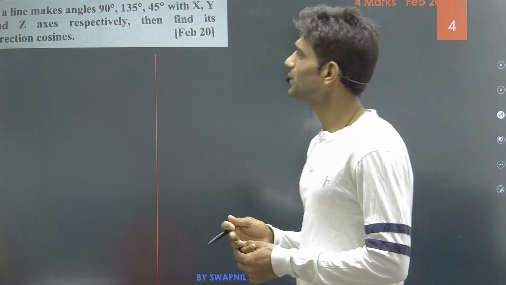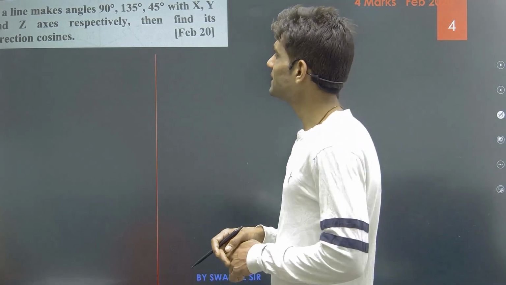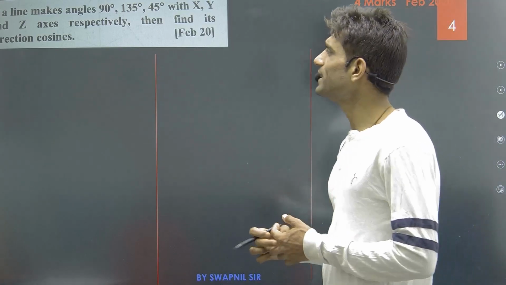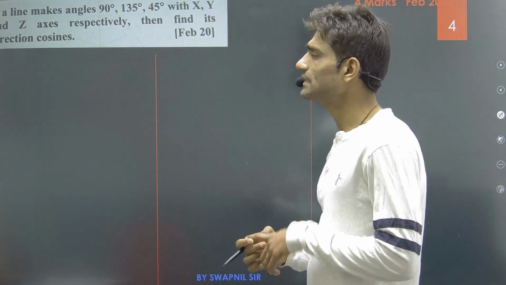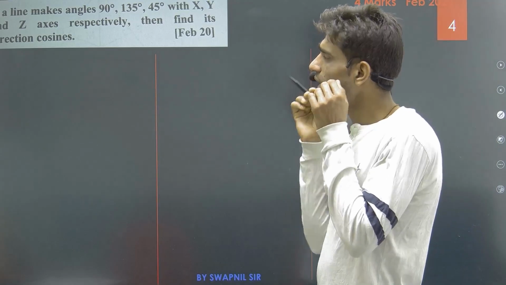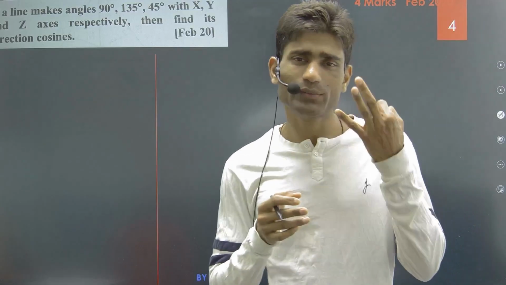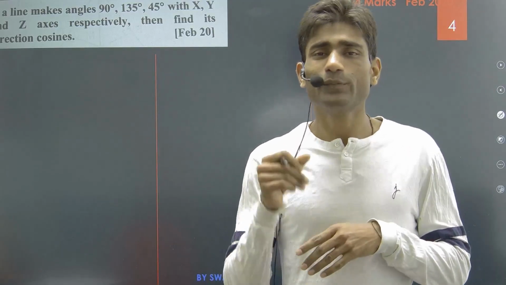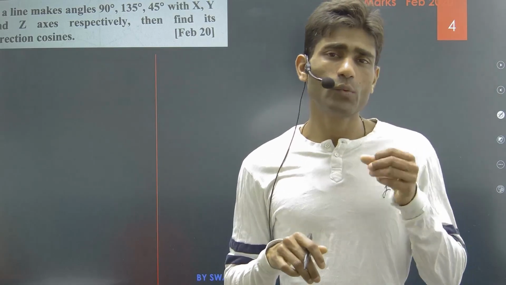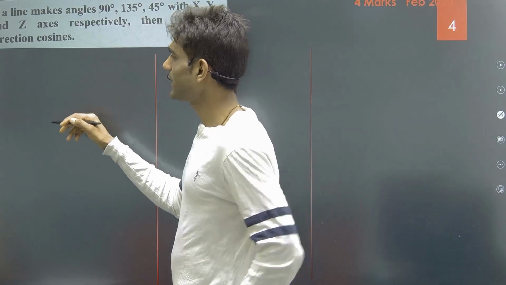In our next question we have given, if a line makes an angle 90 degree, 135 degree, 45 degree with x, y and z axis respectively. So what we have here is a line which makes an angle with our x axis, y axis and z axis, as we have a three dimensional figure. If any single line goes to our x, y, z axis, obviously it gives us three different angles.